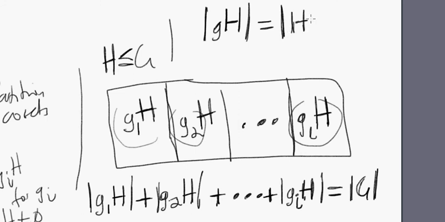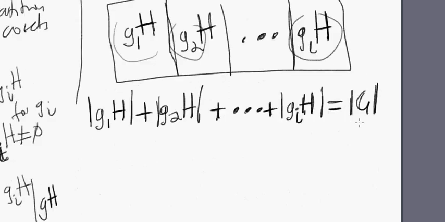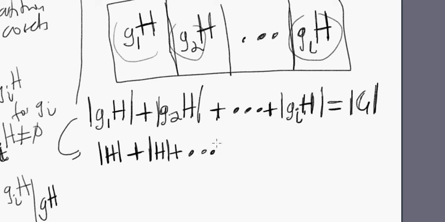So this simplifies our equation, because our equation now becomes, well, cardinality of H plus cardinality of H plus, all the way up till cardinality of H. So that's what we now have, equals the order of G. Okay, that's our current situation.